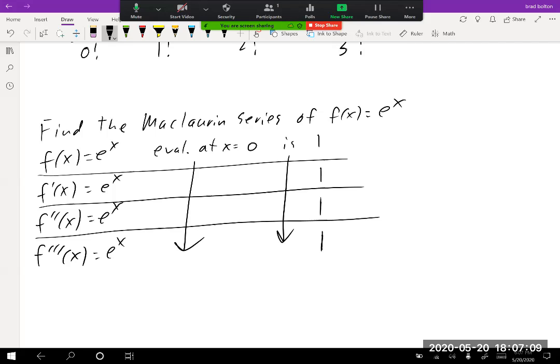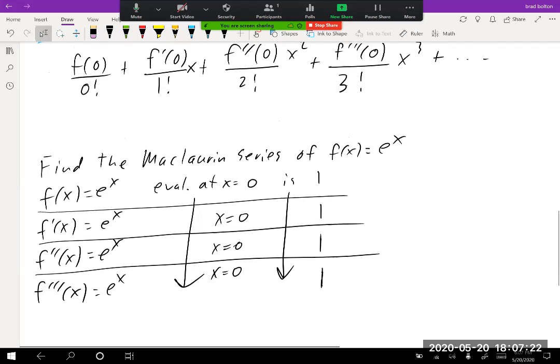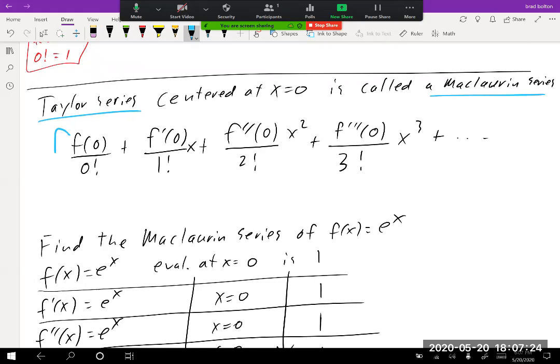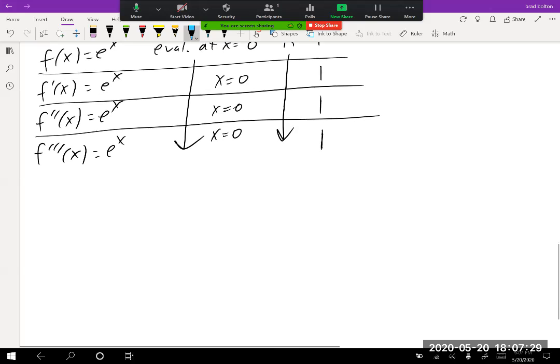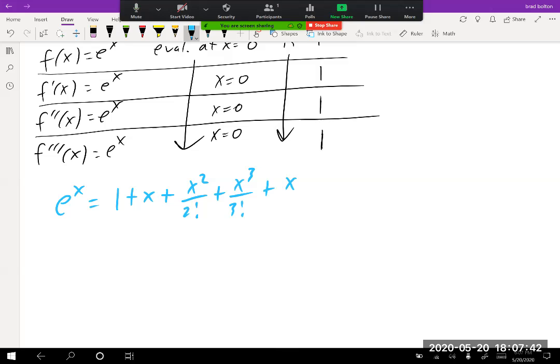So we know if we put 0 in for our x, we're going to get 1 for all of these. So then that means I can rewrite this, if I use this idea right here, as e to the x is equal to 1 plus x squared over 2 factorial plus x cubed over 3 factorial plus x to the 4th over 4 factorial, and so on and so on and so on.